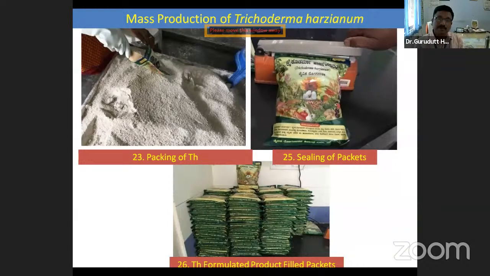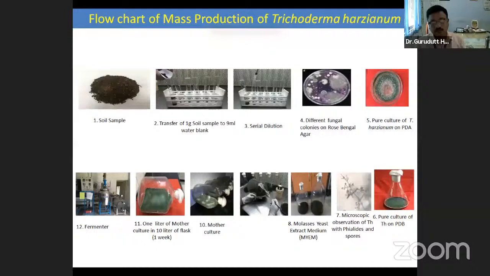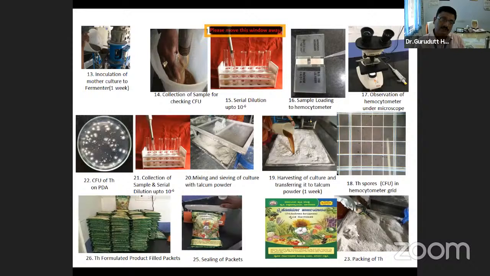This is a flow chart, which I have already told you about. It is in sequence: soil, transferring to the serial dilution, getting the pure culture, confirming the morphology, then putting it in the molasses, going for fermentation technology, keeping it for incubation, hemocytometer reading, mixing with talc powder, quality check again, then packing and labeling. This is the standard protocol of our Institute of Organic Farming, and it still holds good.